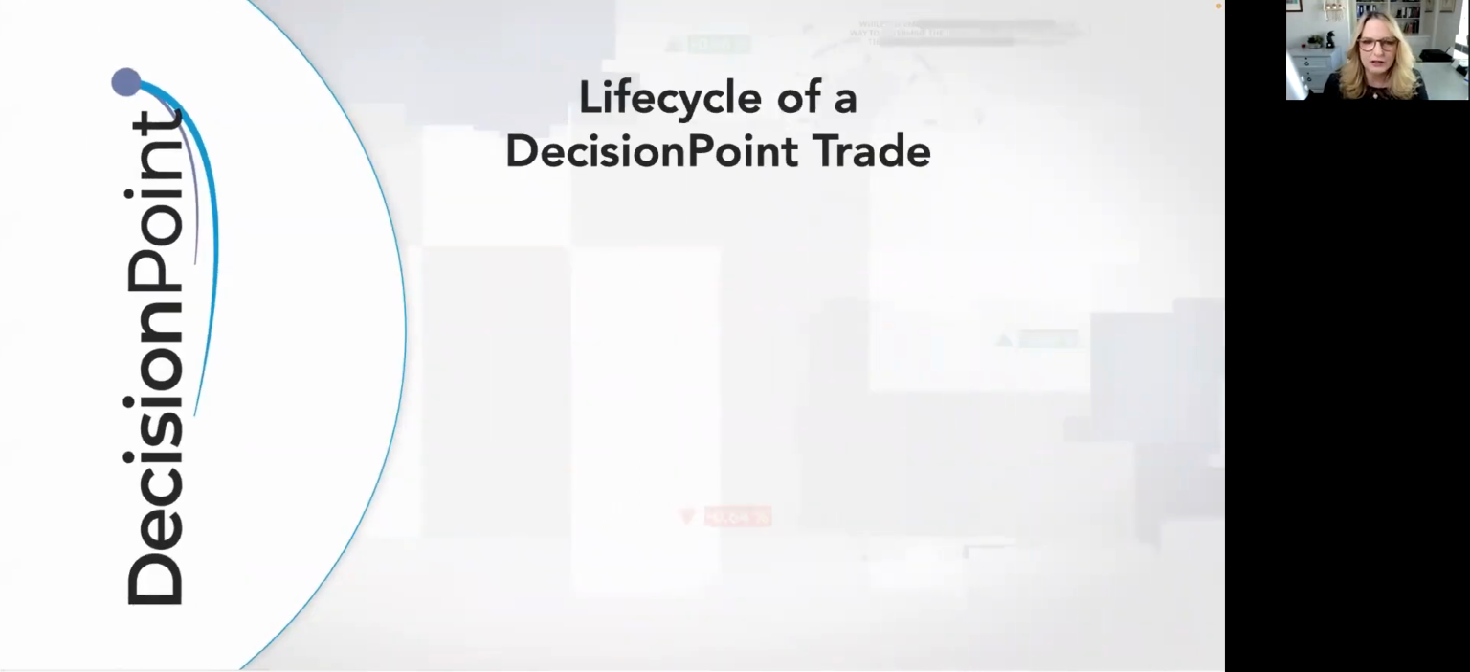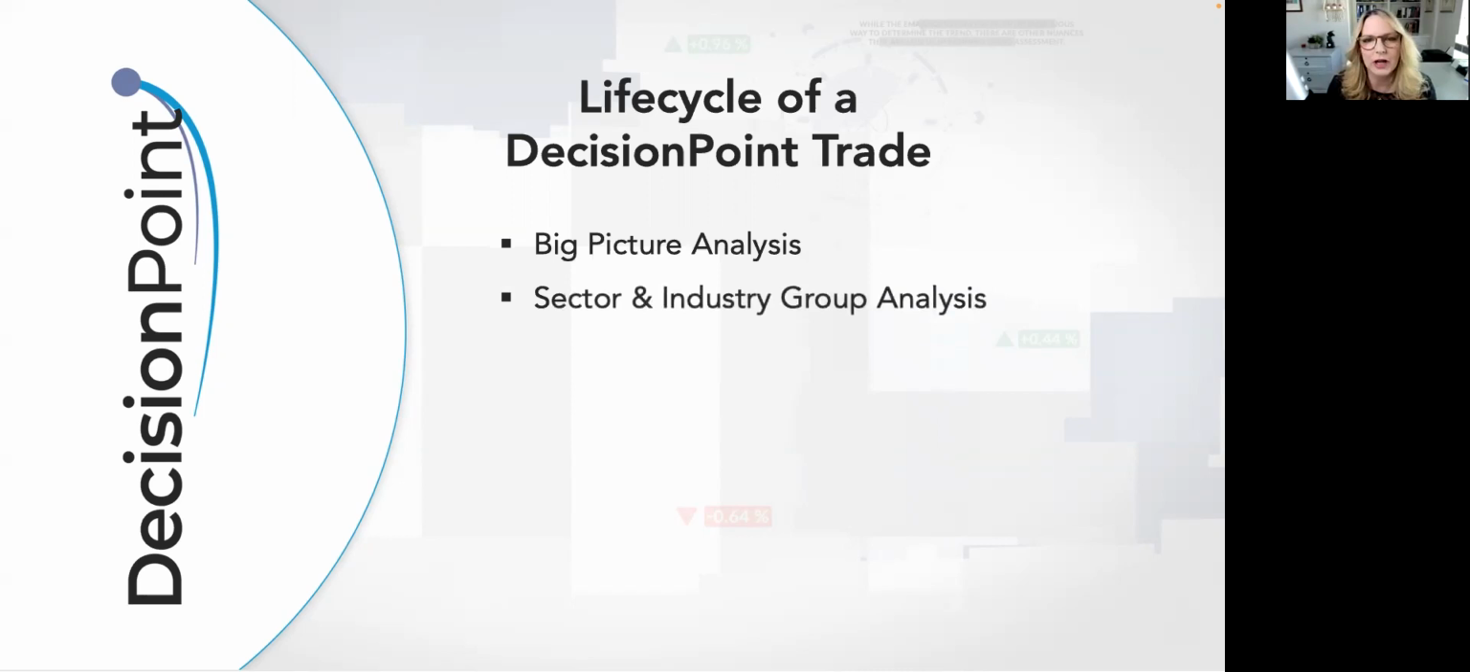So I'm going to talk a little bit about the life cycle of a Decision Point trade. It starts off for us with a big picture analysis. We want to know what the market is doing in general, because obviously if we're in a bear market environment, our rules of engagement are going to be different than in a bull market. So it's very important to know what those major indexes are doing, in particular the S&P 500, our benchmark. I always want to know what's going on with that.